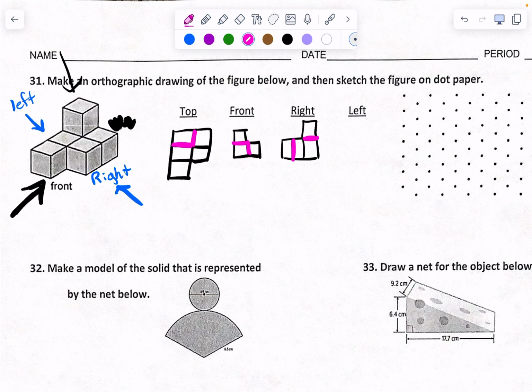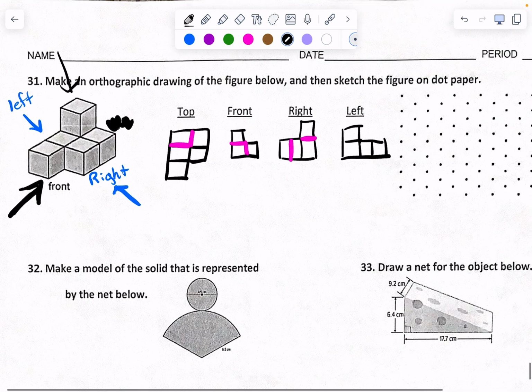Got it? Okay, the left side. What's the left side look like? It's like the opposite of the right. Where do I need division lines there? Nowhere, because he's flat on the back side, right? On the left side, he's flat. Got it? Yep. Yeah? Okay, do your dot paper drawing.